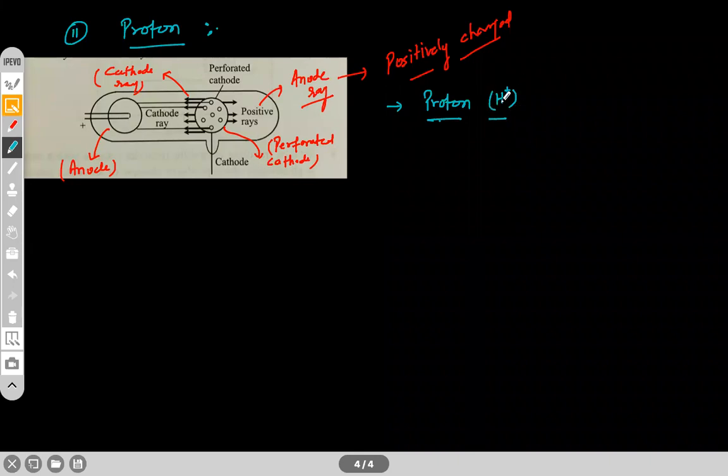Since it is the lightest and smallest positive charged ion, H plus. Okay. Next point. The behavior of anode ray is different for different gases.